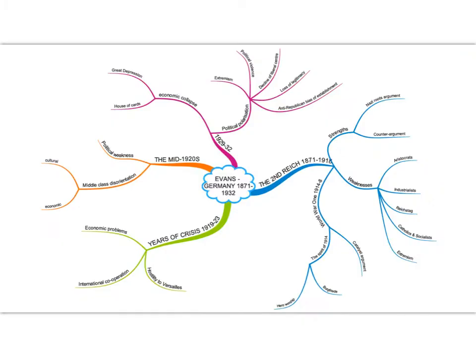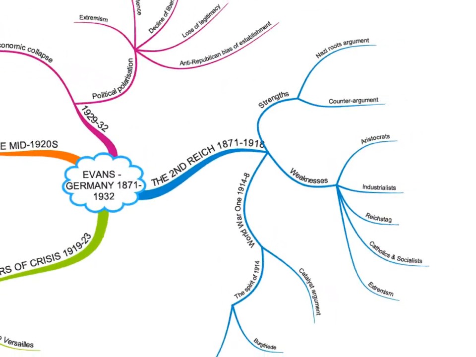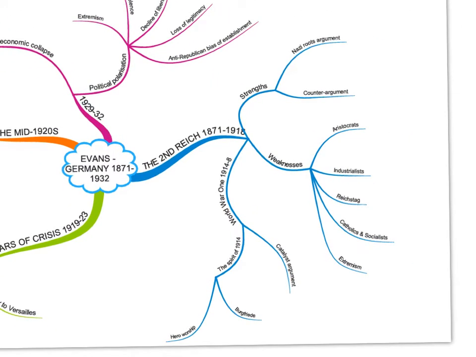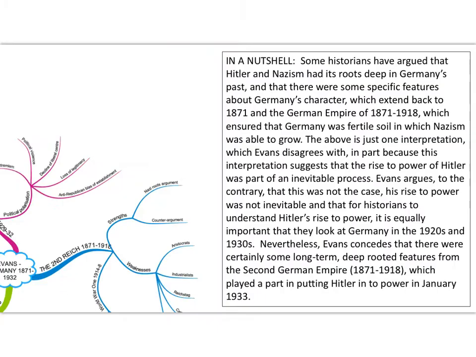Okay, so there's the mind map, and we'll begin by focusing in on this. There's a lot to map there, if you have a look at it. The strengths and weaknesses of the Second Reich, and then World War I. So we'll actually break it down into two bits. And as always, this is the strengths and weaknesses of the Second Reich.